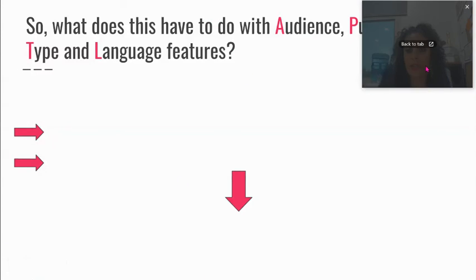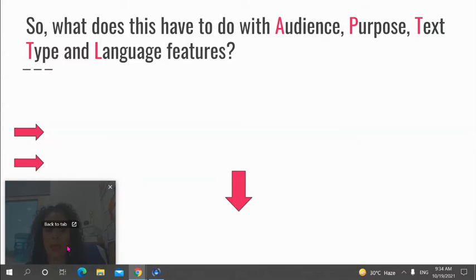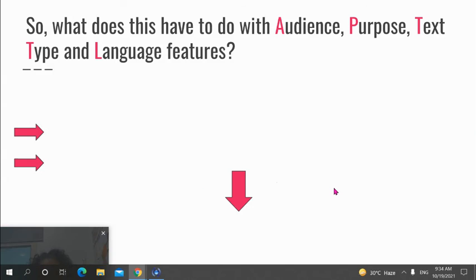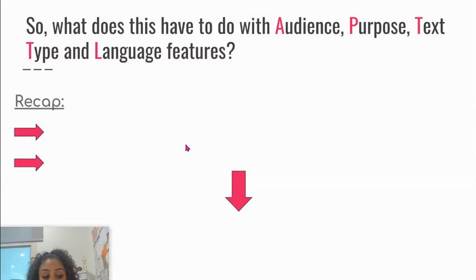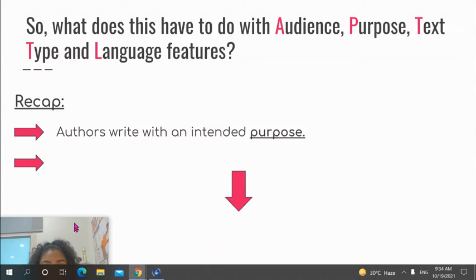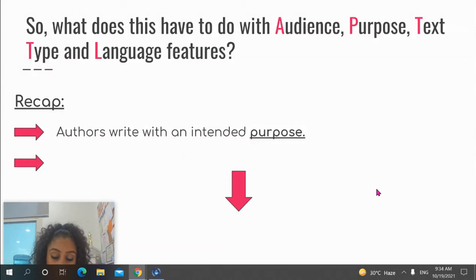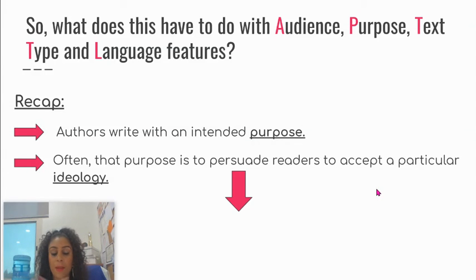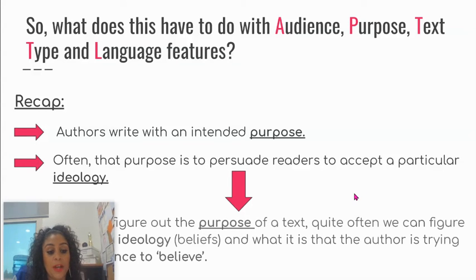So, what on earth does this have to do with audience, purpose, text type, and language features? I'm going to just show you this now, okay? So, this is what I showed you last week. I want to go back to the Jeremy Lin text for a second. Just to recap, what you need to know is all authors write with an intended purpose, okay? They will always write with an intended purpose. Secondly, that purpose is generally to persuade us to accept a particular ideology. What's an ideology again? It's a belief or an idea that we have without any factual reasoning.